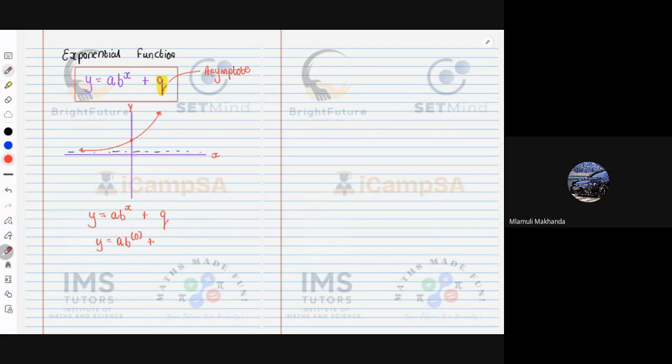I'm sure you have done the laws of exponents. You know that if something is raised to the exponent 0, it automatically becomes 1. So here we're gonna have y is equal to a times 1 plus q. If we had the values of a and q, we can simply find the y-intercept, which could be maybe, let's say, 17 or whatever. It's going to be a different number each time.